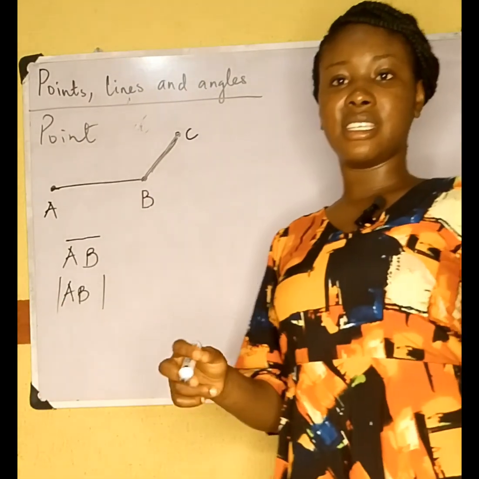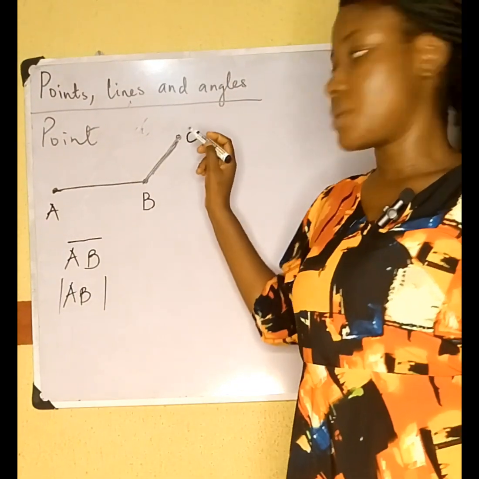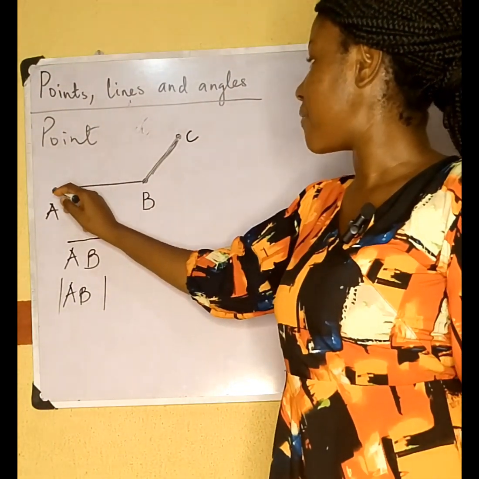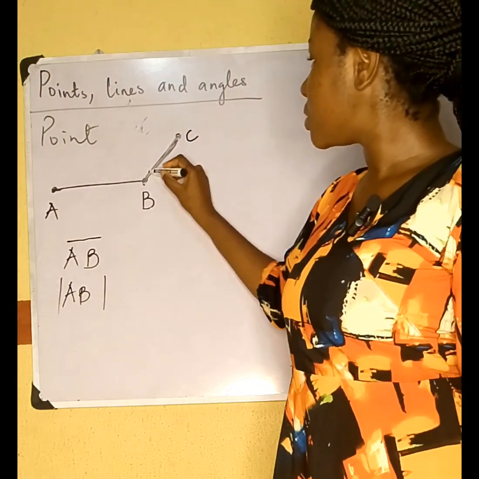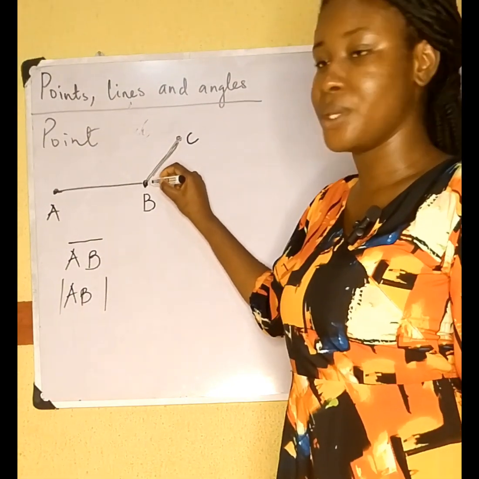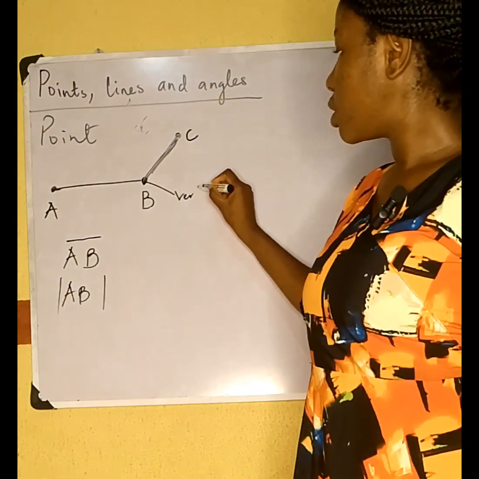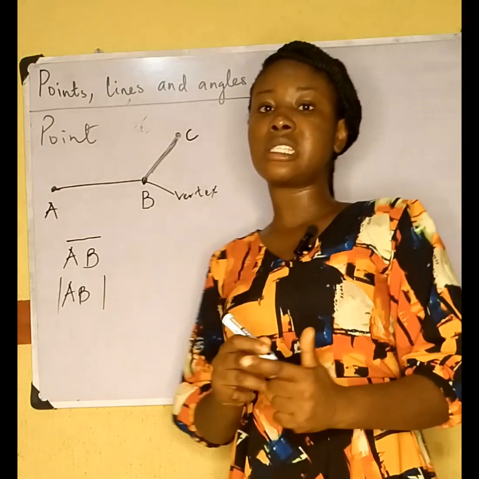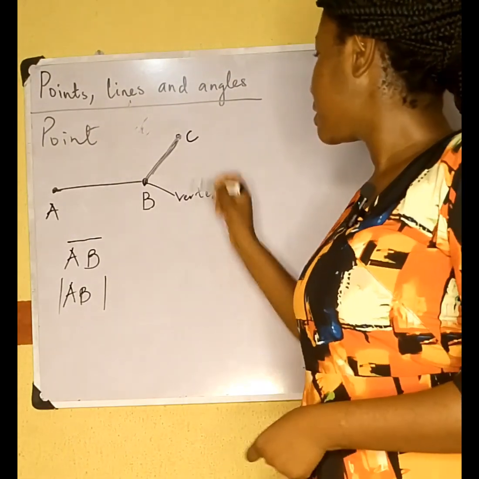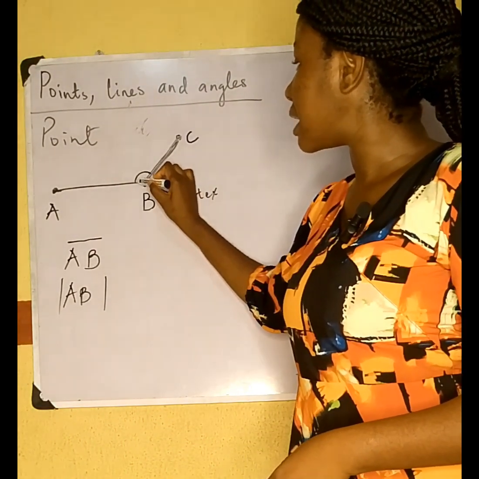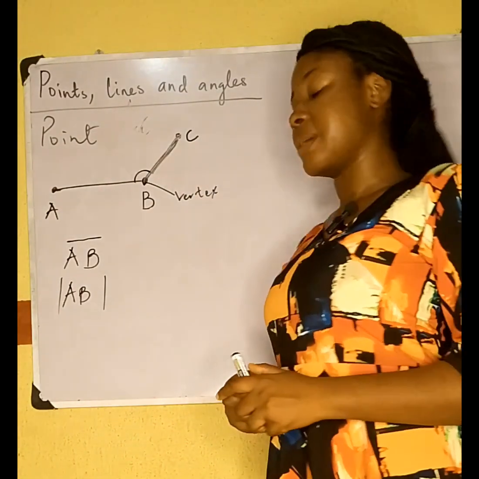Now, using these lines, the point where these 2 lines meet: I have line AB and it's meeting line BC. The point where these 2 lines meet, which is at B, is called the vertex. Point B, which is the point where the 2 lines meet, is called the vertex. And an angle is formed at that point.